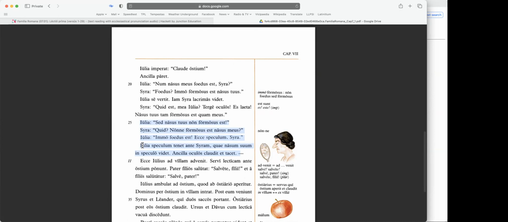Tacet would be goes silent, is quiet. If you shout tace to your child, that basically means be quiet. All right, any questions on that section? So it means peace, right? Yeah, it can mean that in the sense of be still, be quiet, settle down.